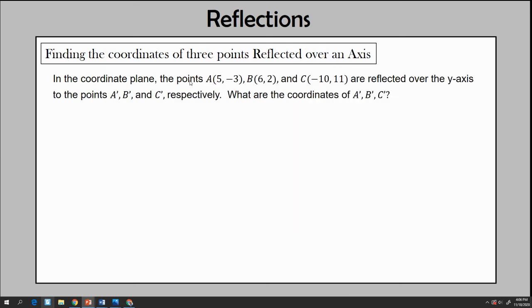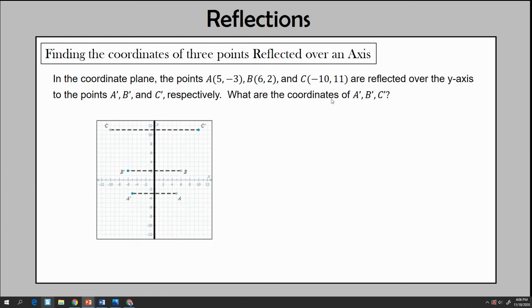In the coordinate plane, the points A, B, and C are reflected over the y-axis to the points A prime, B prime, C prime, respectively. What are the coordinates of A prime, B prime, C prime? So to do a problem like this, guys, I need a grid. So I'm going to make a grid. All right. And I'm going to plot the points A, B, and C.